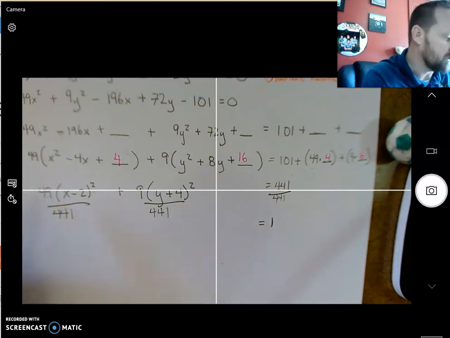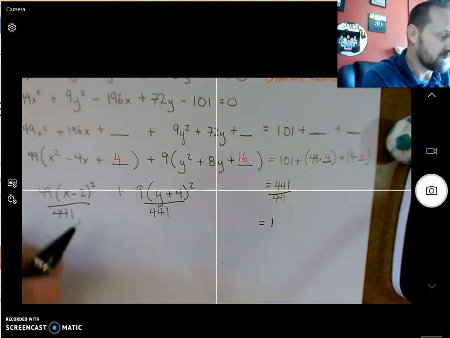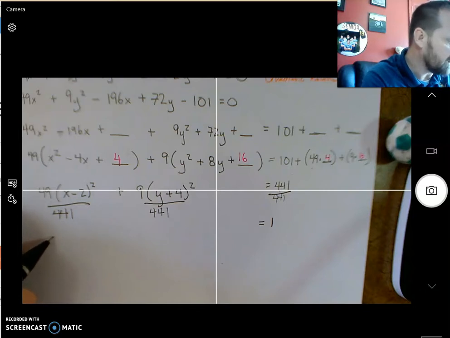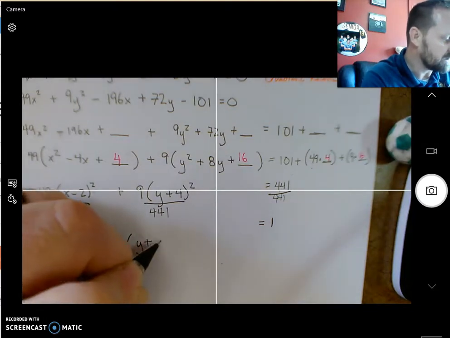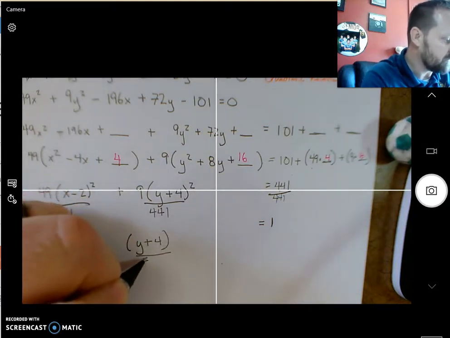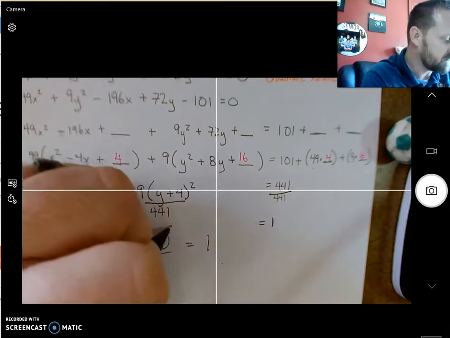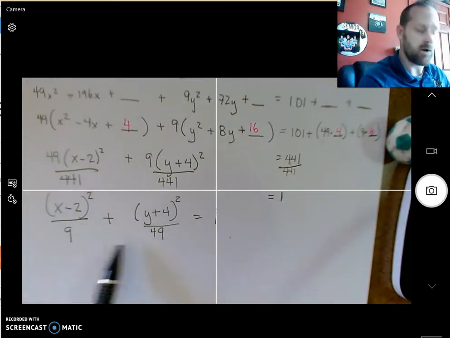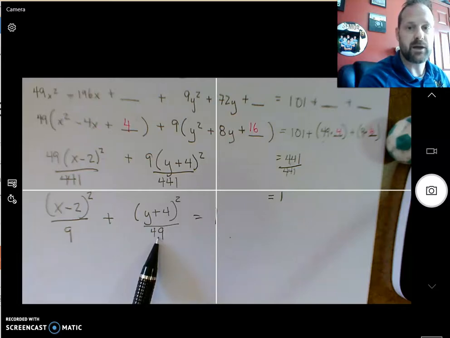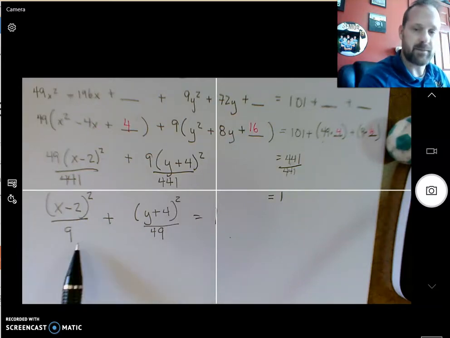9 and 49. Okay, so this becomes x minus 2 quantity squared, divided by 9, plus y plus 4 quantity squared, divided by 49, equals 1. So close to the end. Remember the formula had Rx and Ry. This is not Rx and Ry yet. Remember, they're squares. Now these are nice, happy, perfect squares.